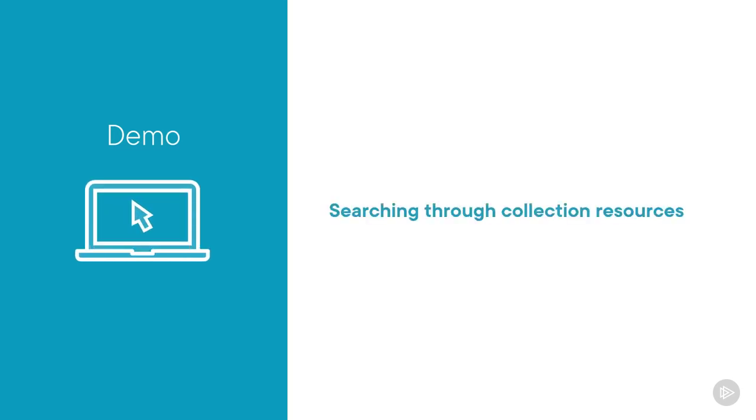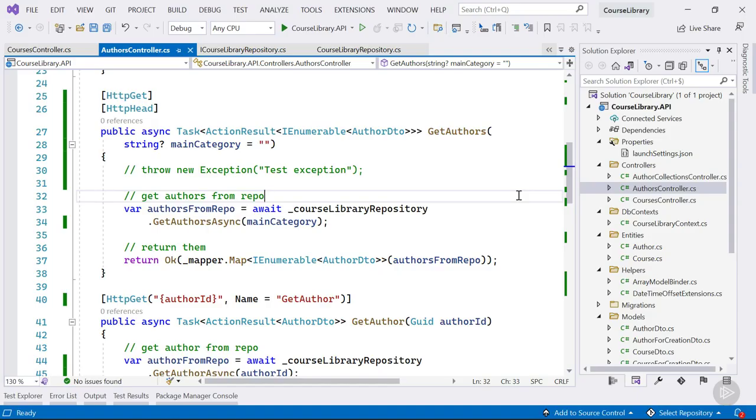In this demo, we will add searching functionality for our authors collection. We'll accept the search query and we will return all authors for which one of the string fields contains the search query. First, we need to ensure that the search query can be passed through. For that, we add a search query string to our action parameter list.